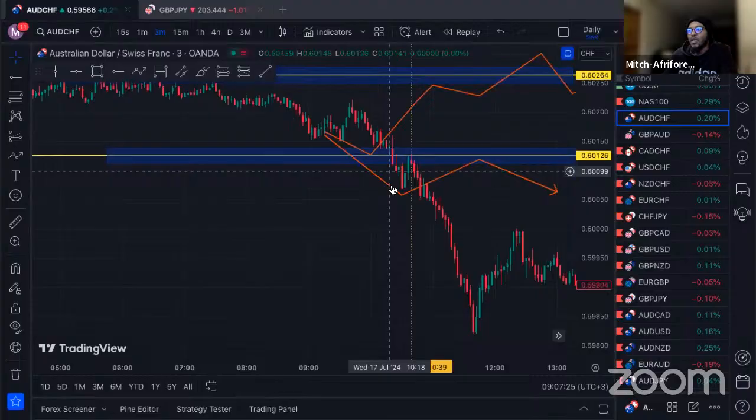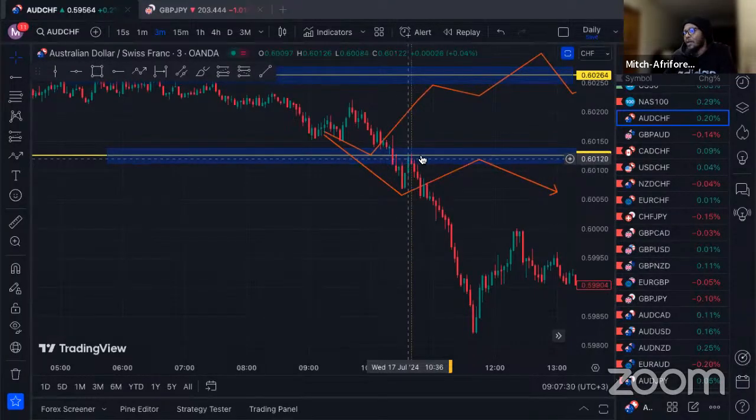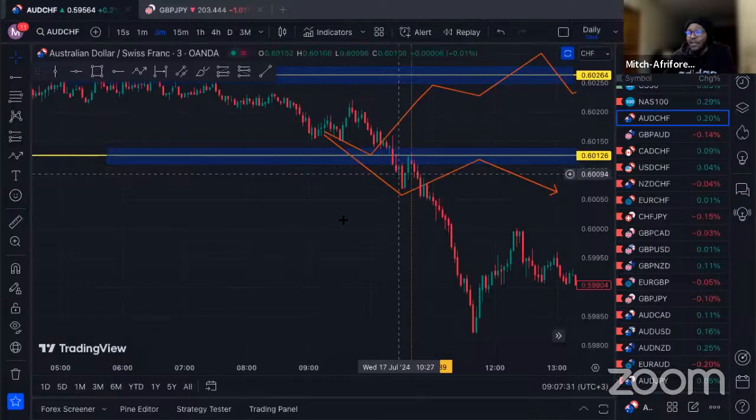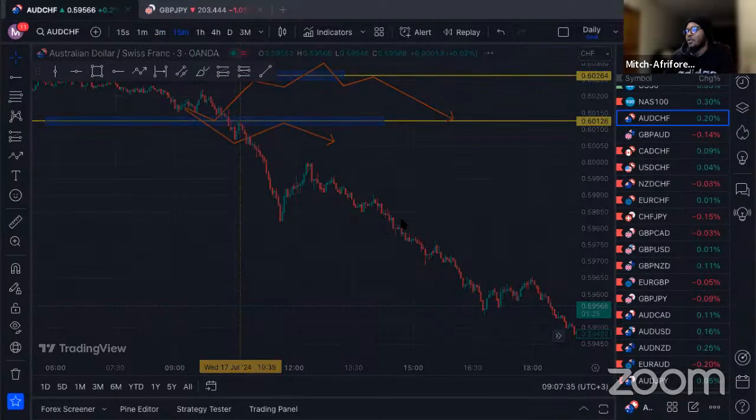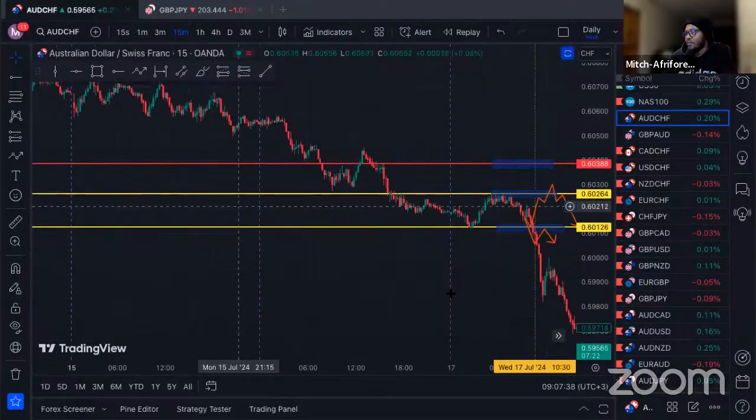Once the price came to the downside, you can see there was a pullback. This was just after the London market did open, and you can see that gave us a nice selling opportunity to take the price down lower. Then you can see the price did continue going down quite aggressively.